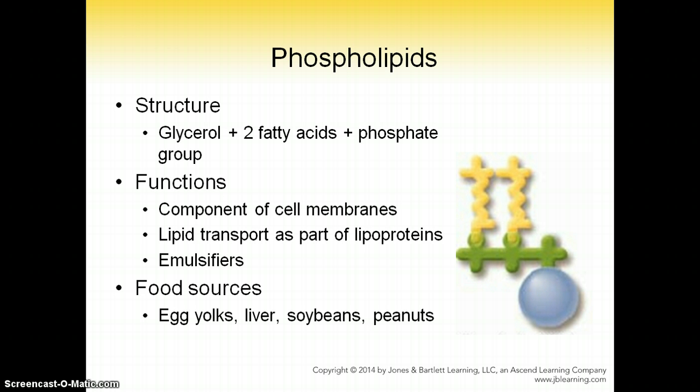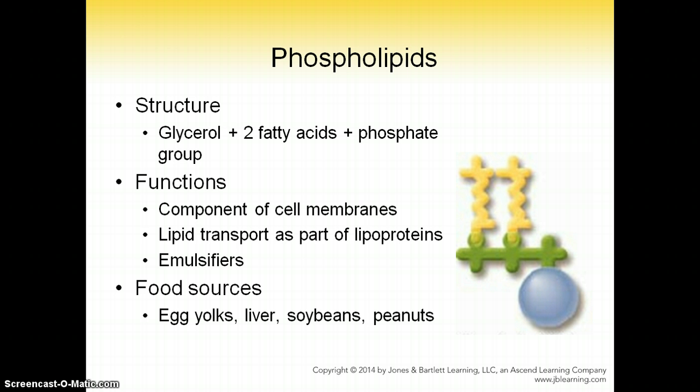Our phospholipids then, as we can see, have the glycerol with 2 fatty acids and that phosphate group, or that blue round thing on our diagram. Similar to triglycerides, they have the glycerol and fatty acids, but the structure is different.